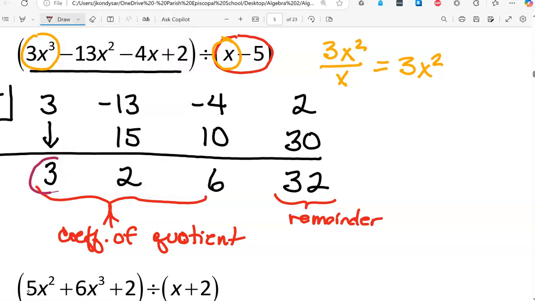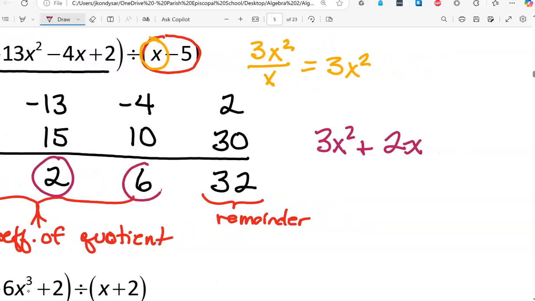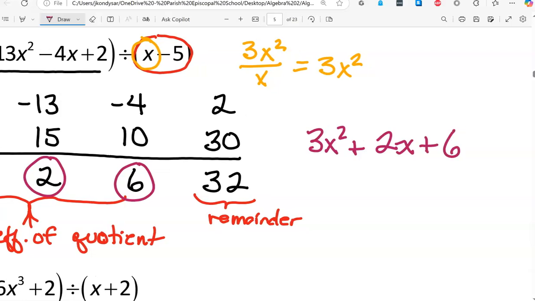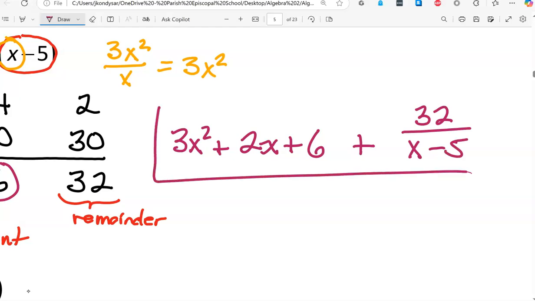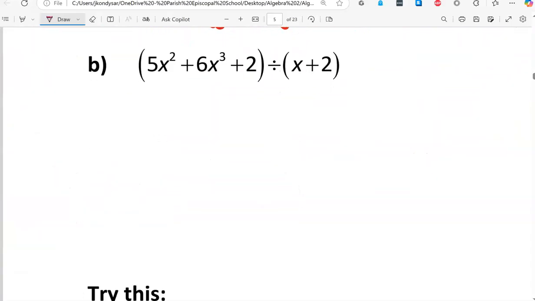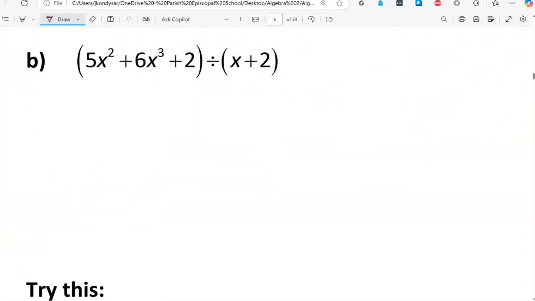So the 3 here represents 3x squared, and the 2 here represents another term, plus 2x, so we're descending in powers. The 6 represents the constant term 6, and then just like in long division, we're going to express the rest as plus the remainder divided by the divisor. So that's going to be the result of that synthetic division. Once we learn how to perform synthetic division automatically, it will go very quickly. Let's practice with the next division.